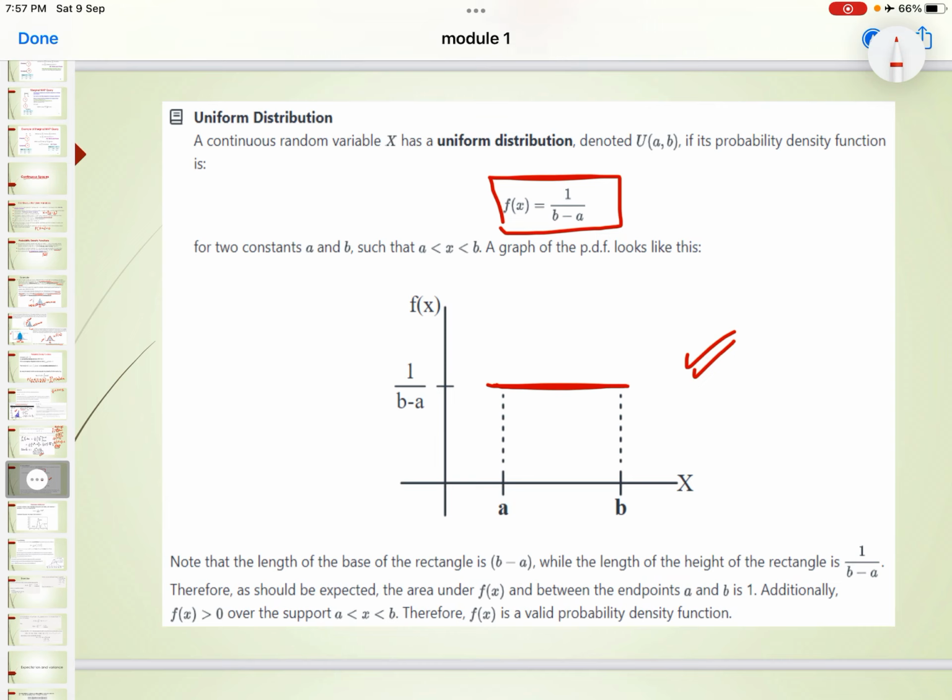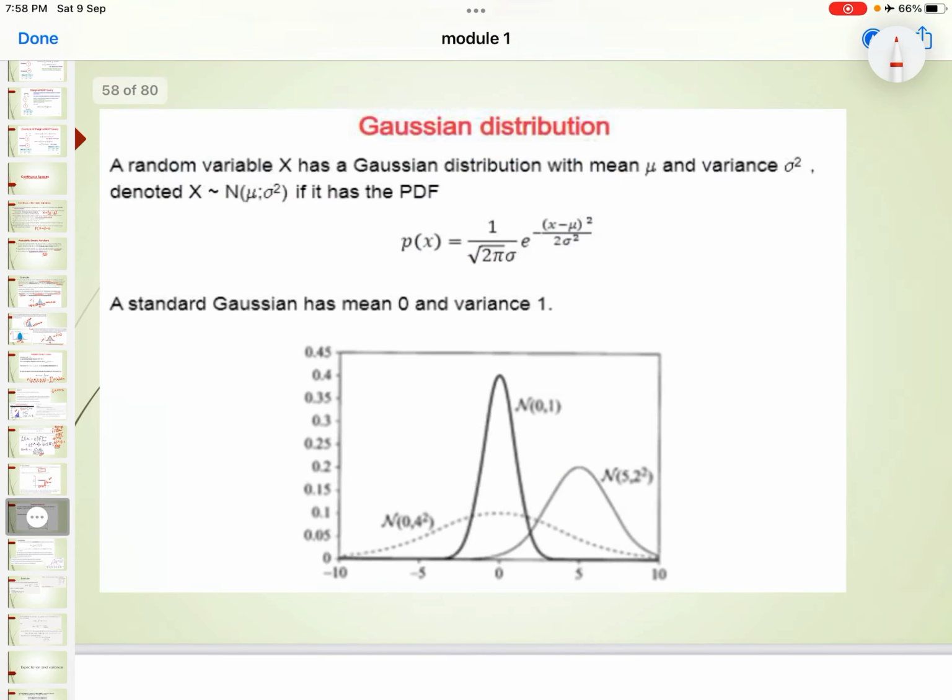Note that the length of the base of the rectangle is b minus a, while the length of the height of the rectangle is 1 upon b minus a. So this base is b minus a and this height is 1 upon b minus a. Therefore, as should be expected, the area under f of x between the endpoints a and b is 1. Additionally, f of x is greater than 0 over the support a less than x less than b. Therefore, f of x is a valid probability density function.